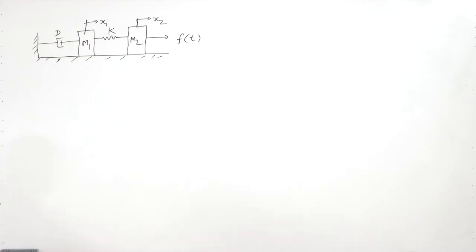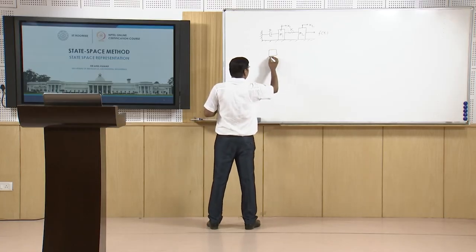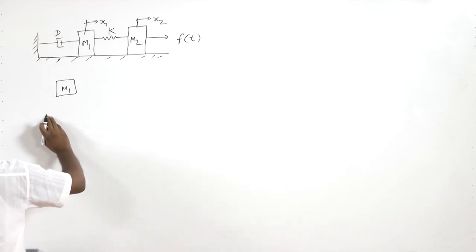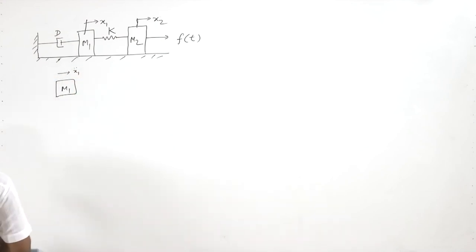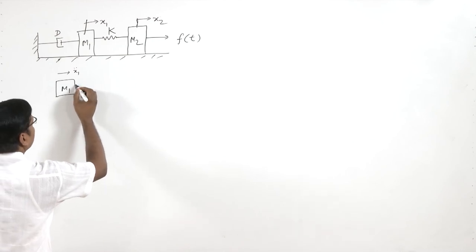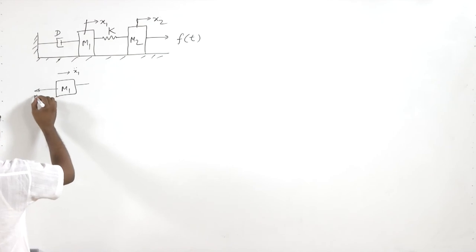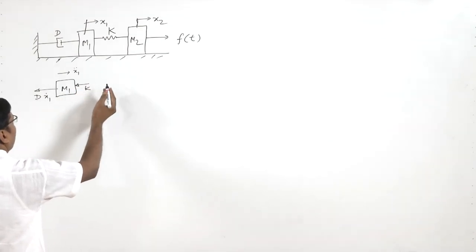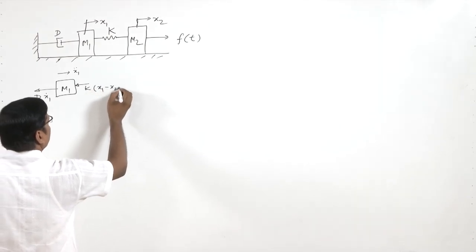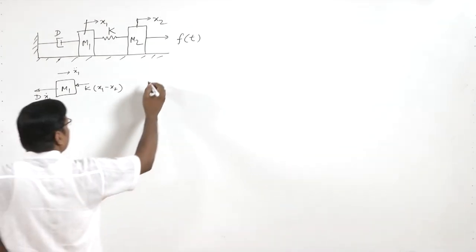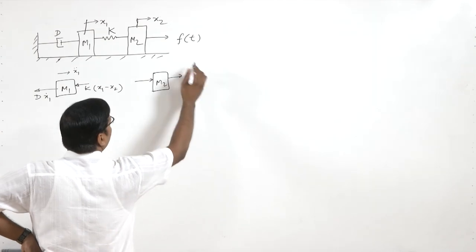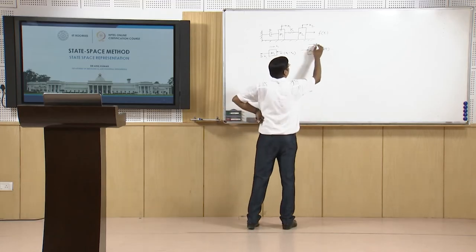Now we can write the differential equation for this system first. This is a second order system. We can represent the free body diagram here. For m1, we take the acceleration, and we have the force d x1 dot and the force k(x1 minus x2). Similarly, for the second mass m2, we have this force, and there is a force input. F(t) is the input force, and we take x2 double dot.